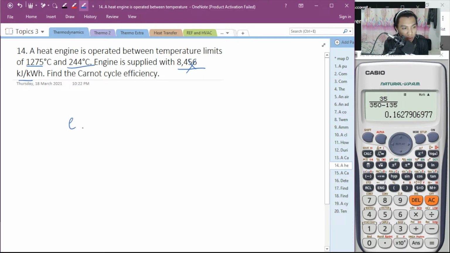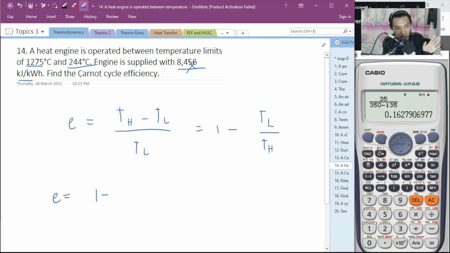Okay? The efficiency is equal to TH minus TL over TH. Or, simply, ganito na lang: efficiency is equal to 1 minus TL divided by TH. Kailangan, gagawin mo siyang absolute. Ito muna. Ba't ko ginawang ganito? Kasi dito mag-absolute ka pa sa dulo. Okay? Dito kahit hindi na.